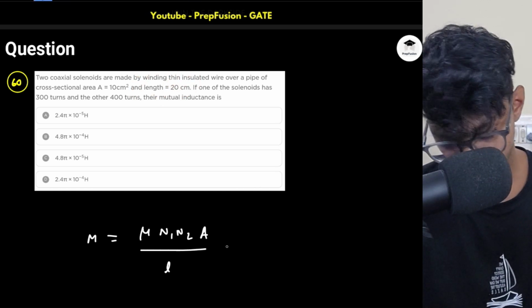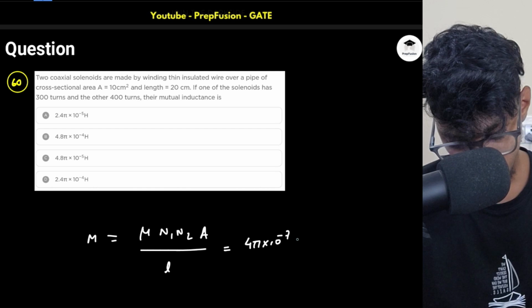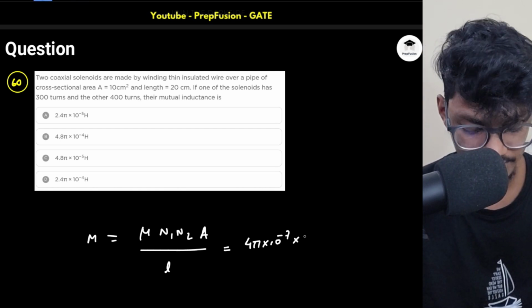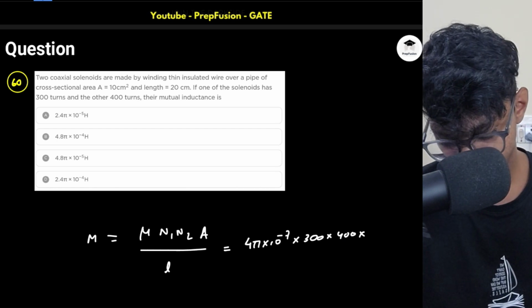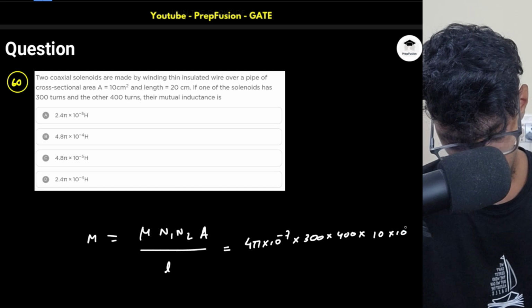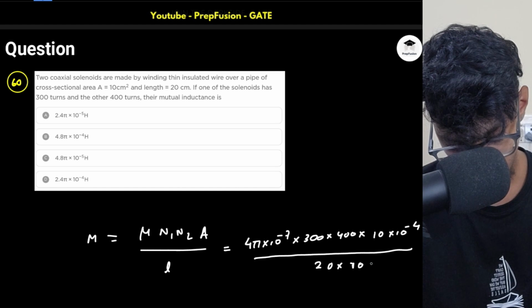So this will simply be, nothing is mentioned for mu, so I will assume mu naught, into N1 into N2 into area over length. This is just a formula based question. Sometimes formula based questions also come. So this will be 300 into 400 into area 10 into 10 raised to power minus 4, divided by length 20 cm, that is 20 into 10 raised to power minus 2.